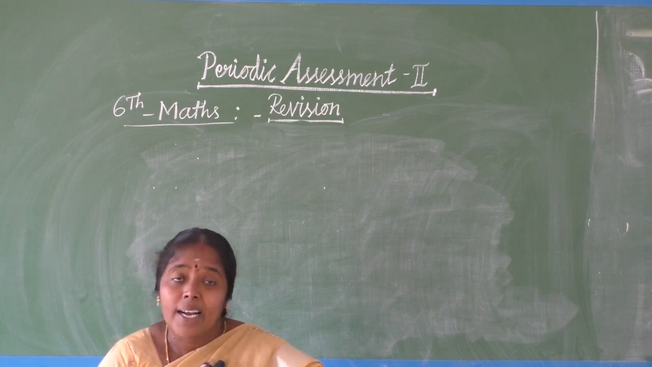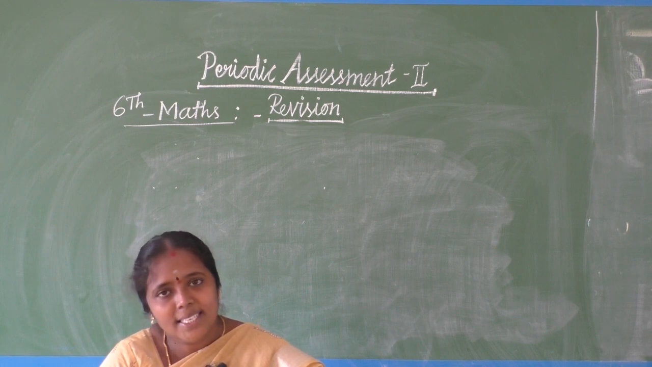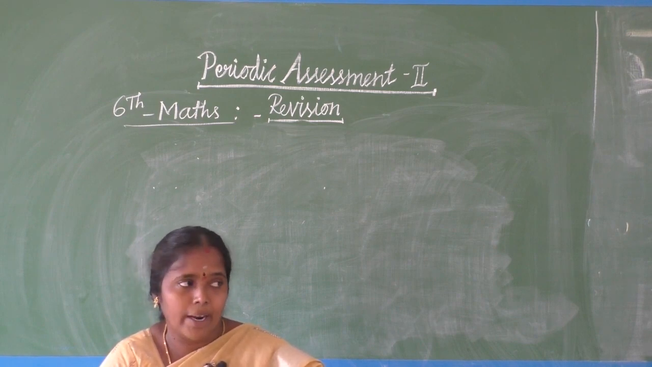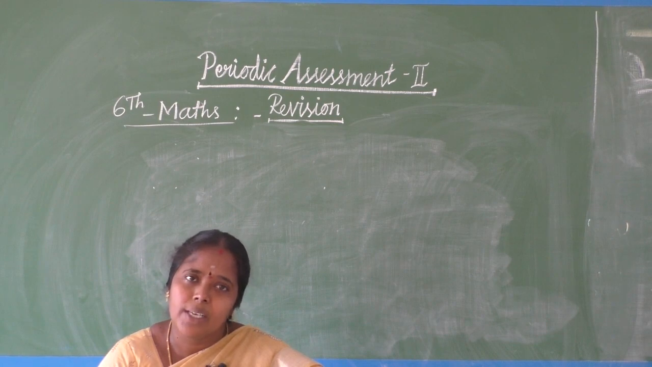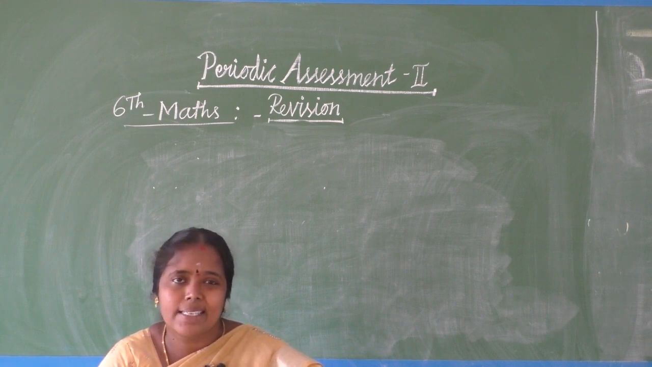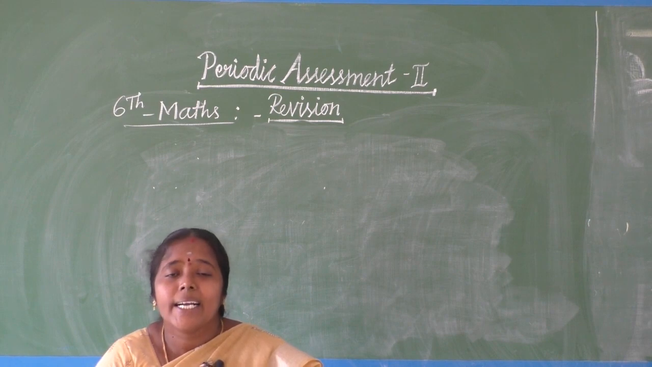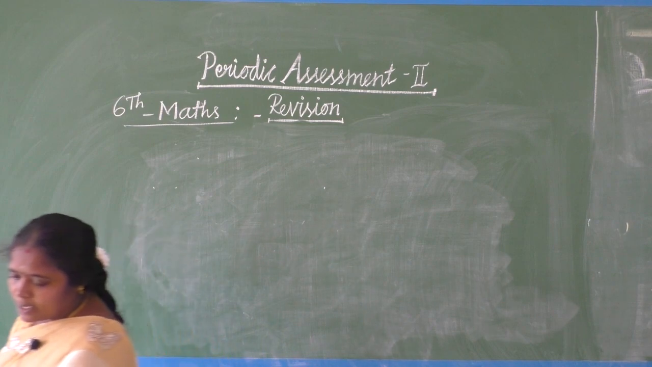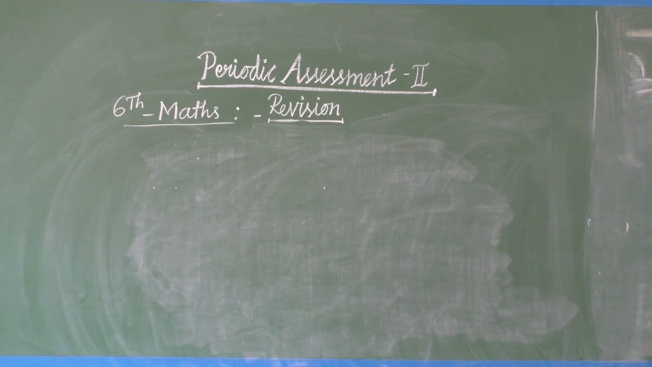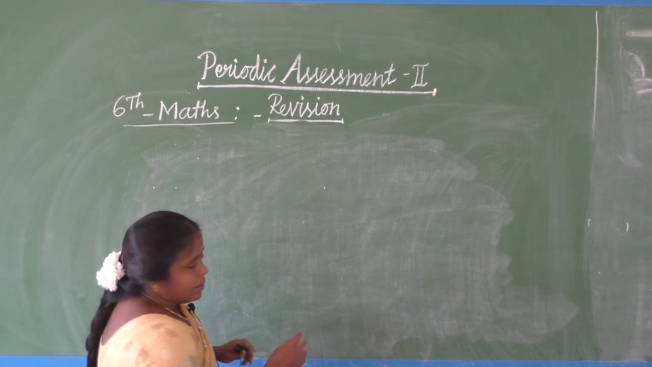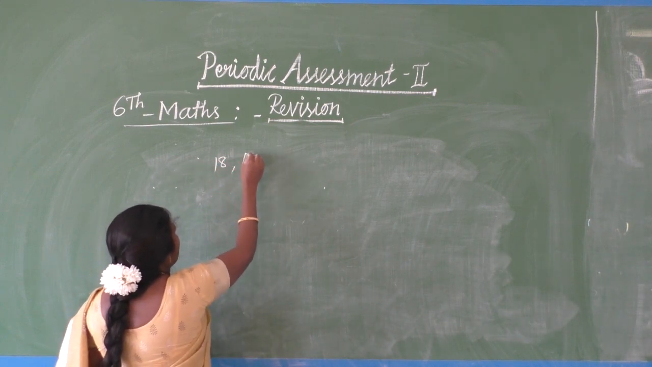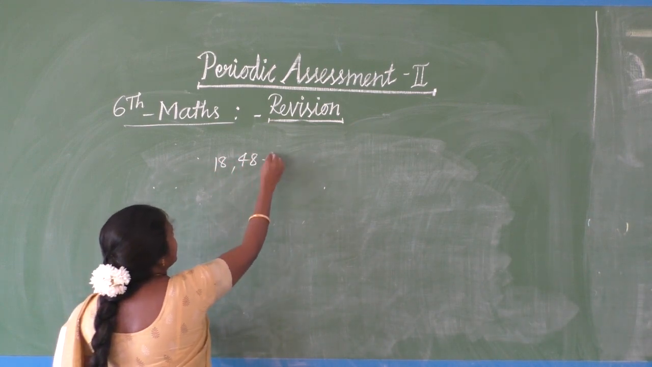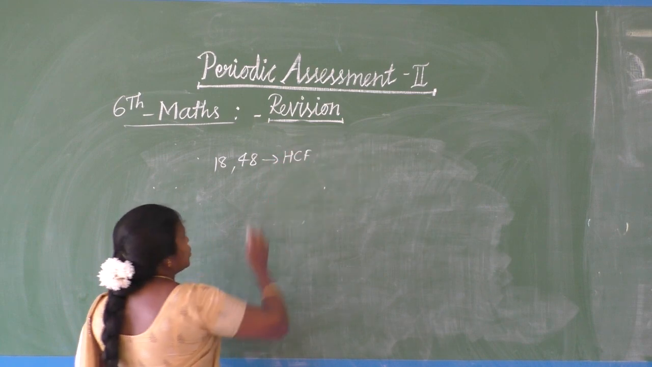What is HCF? Highest common factor. What is the other name of HCF? Greatest common divisor, in division terms. GCD stands for greatest common divisor. Okay, that we will see now. For example, 18 and 48. Find the HCF of the given two numbers.